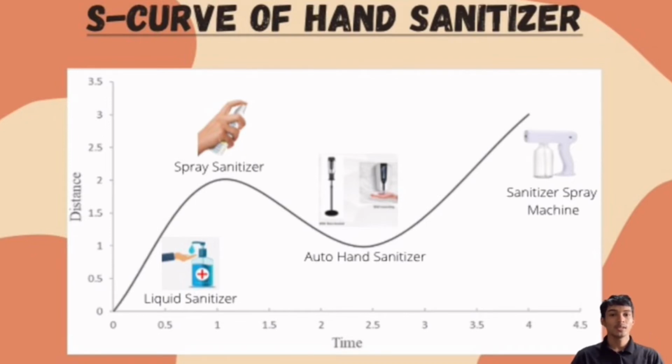And then after the spray sanitizer was introduced, the hand sanitizer stand was also introduced to be used much more efficiently for people at big places such as malls, mosques, and hospitals. And lastly, the sanitizer spray machine was developed to increase the efficiency of spraying sanitizer all over the body and to provide greater insurance against COVID-19.